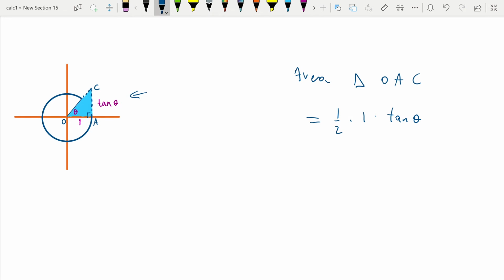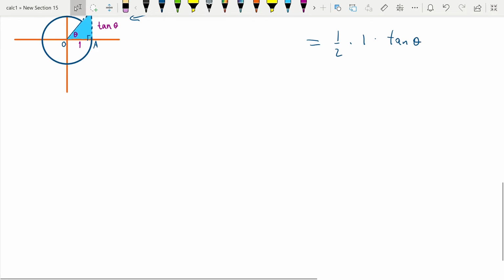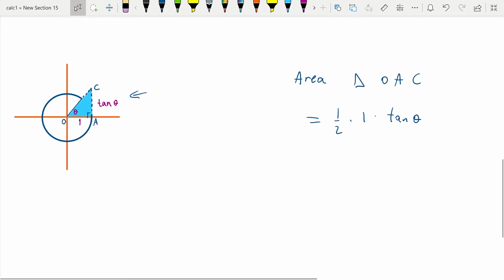And so this area is bigger than the area of the sector and the area of the triangle at the beginning. So once we compare the three areas, we'll obtain the desired inequalities.